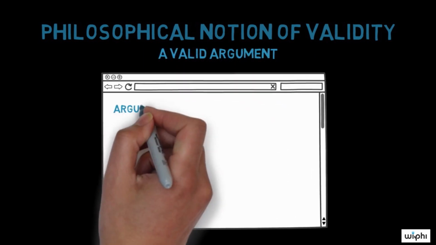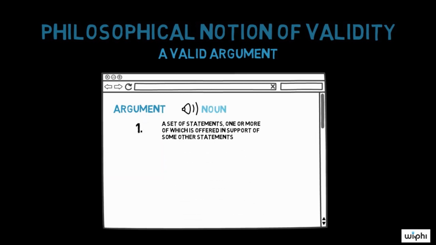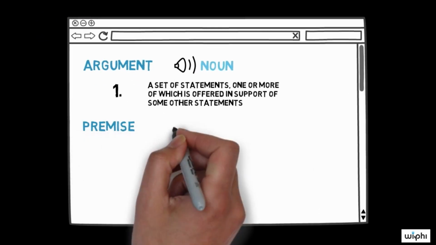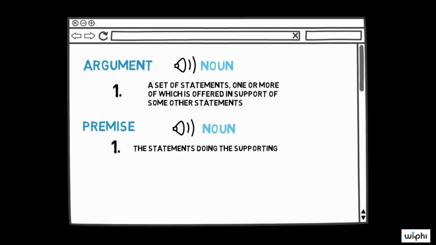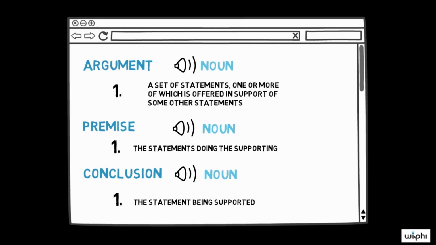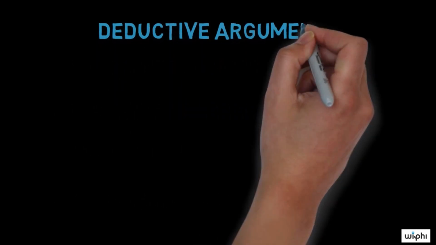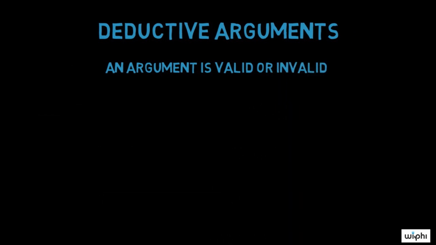You already know that an argument is a set of statements, and that one or more of these statements is offered in support of some other statements. The statements doing the supporting are called premises, and the statements being supported are called conclusions. Validity, in the sense that I'm talking about it, applies to deductive arguments. So an argument is valid or invalid. Validity then isn't a property of statements or anything of the like.